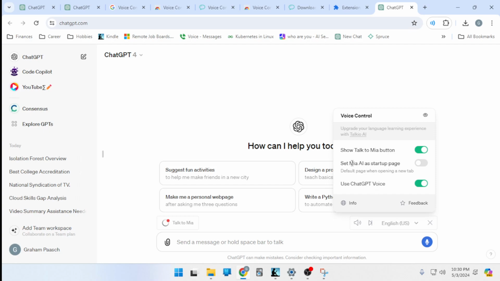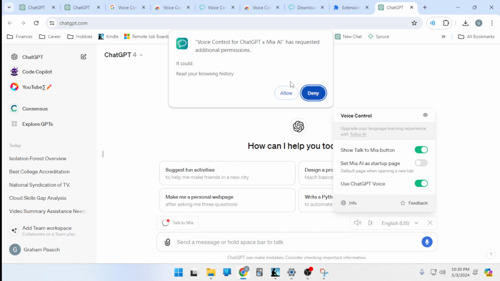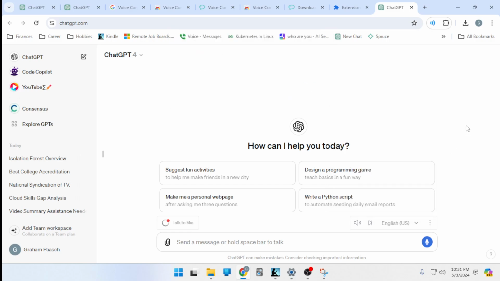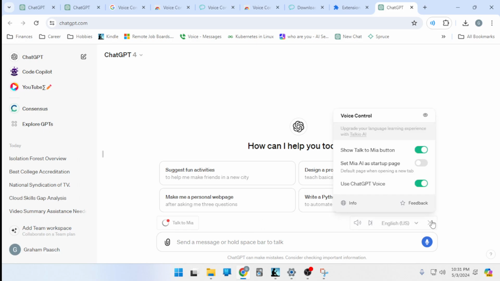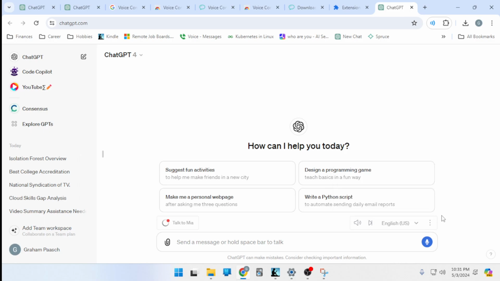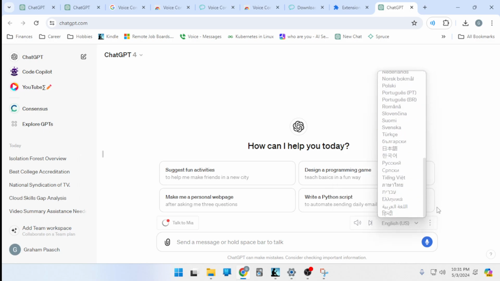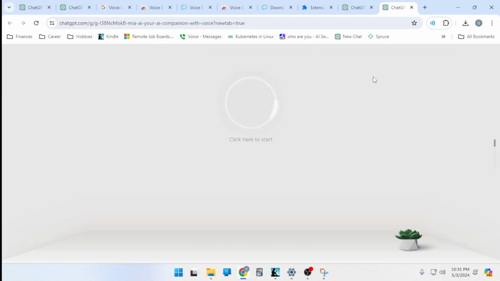So now we've got the option to set Maya AI as default startup page. Let's check that. Well, sorry, we'll deny it for now because we have the option to go back later. But yeah, so that looks good. So the next thing we need to do is toggle it. We need to change the settings. So here's how we change the language. But now we can do the talk to AI. We can click here to start.